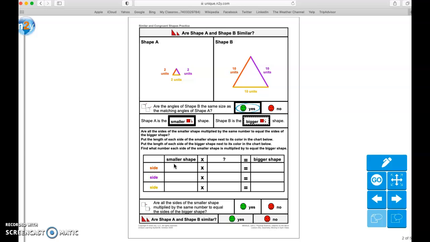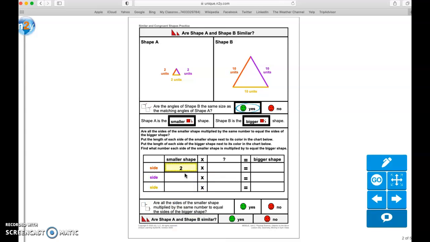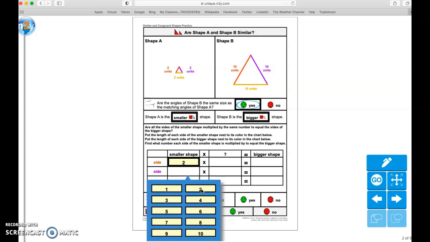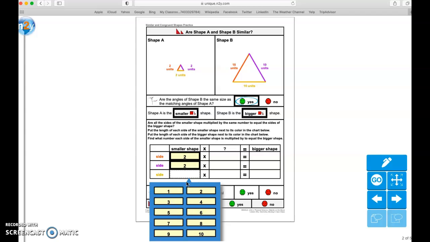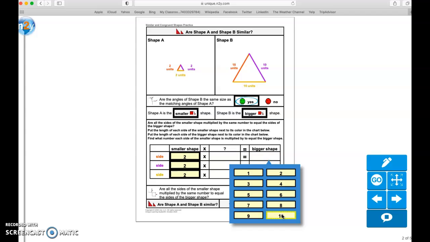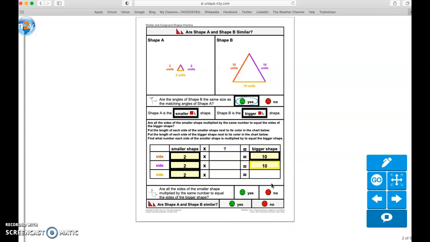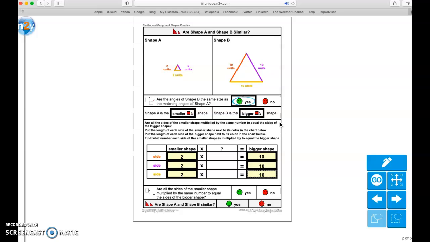So we are going to look at each side. It's color coded for us, so we're going to put the numbers in here. Side 1 is 2. Side 2, the purple side, is 2. And the yellow side is also 2. So the bigger shape, these are all 10.